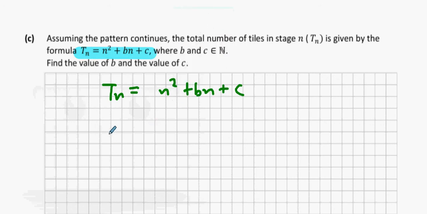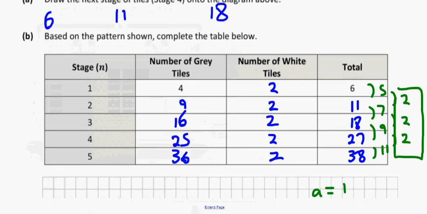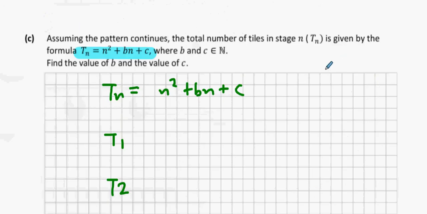You're going to be given T1. Always use T1 and T2 when you're doing a quadratic. What is T1 and T2 for the total number of parts? T1 is 6 and T2 is 11. Is everybody cool with that? T1 being 6 and T2 being 11.